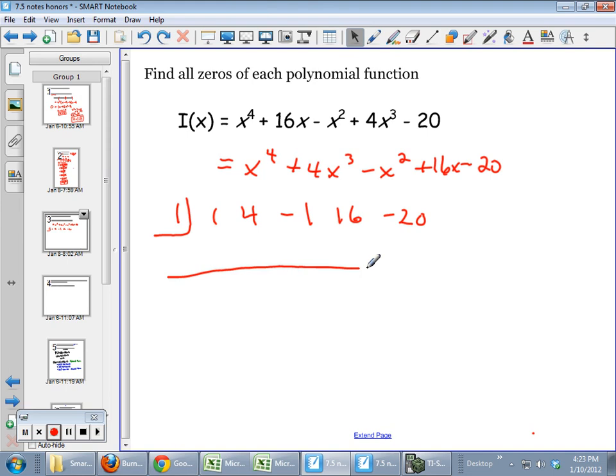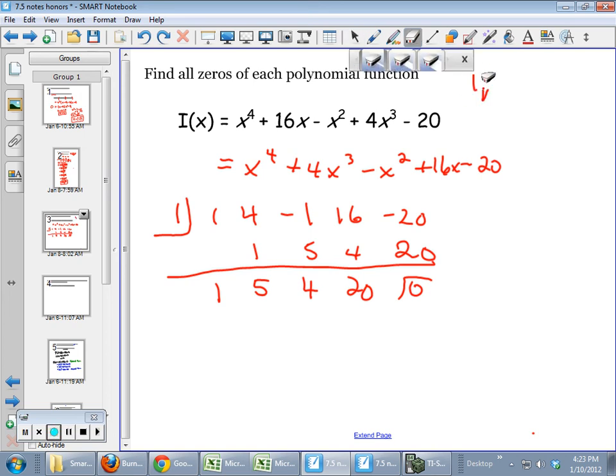And so we'll drop down the 1. 1 times 1 is 1. Add those, we get 5. 1 times 4 is 4. Add those, we get 20. 1 times 20 is 20. So my remainder is 0. So 1 is one of the zeros. That's good. We did our synthetic division and proved that it's one of the zeros.